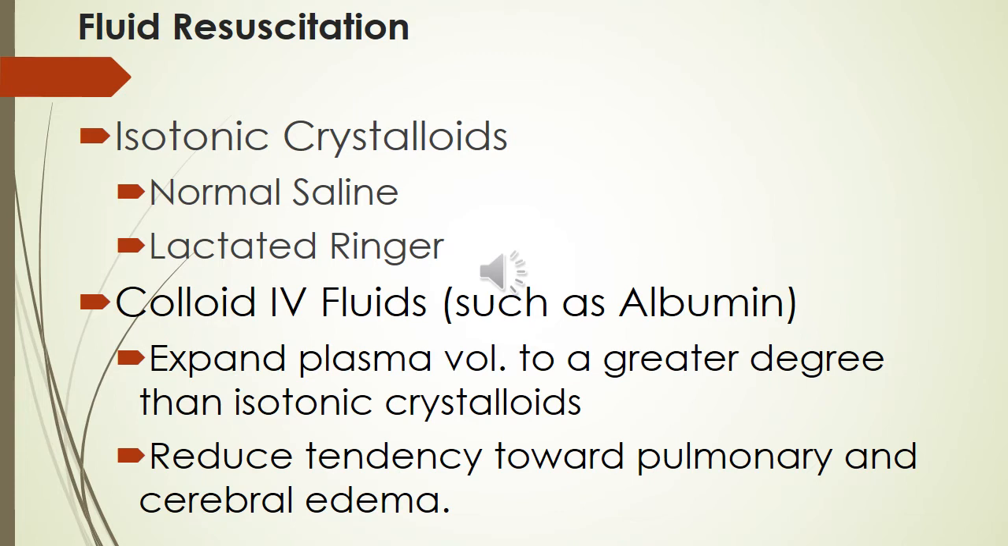Another type of IV fluid that can be used is colloid fluids, such as albumin. These provide oncotic expansion of the plasma volume. They expand the plasma volume to a greater degree than isotonic crystalloids. They also reduce the tendency towards pulmonary and cerebral edema. Studies have been done to determine which solution achieves the greatest results. SurvivingSepsis.org states that albumin might have some, albeit not statistically significant, benefit in patients with severe sepsis. It is up to the doctors to decide which type of IV fluid would best treat the individual patient.